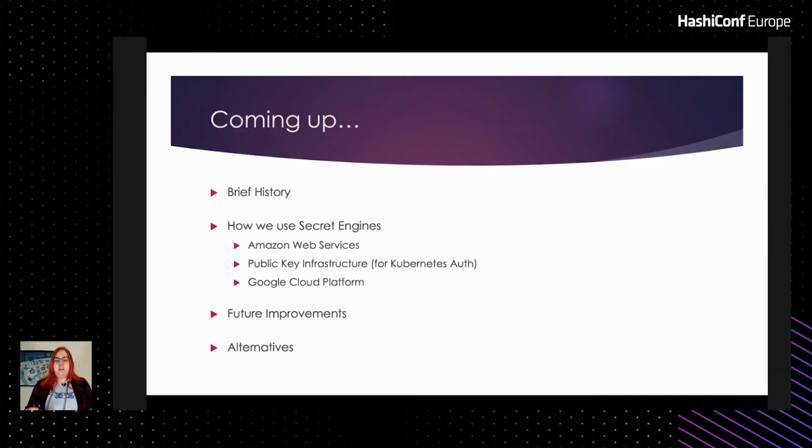Today I'm going to be giving you an overview of how we started using Vault and its dynamic secret engines. I'll talk about three of those in particular: AWS, PKI, and GCP, and what we've done to make the developer experience as easy as possible. I'll talk about a couple of ways that we can improve upon what we've already got and explore what things might look like if we started again from scratch today.